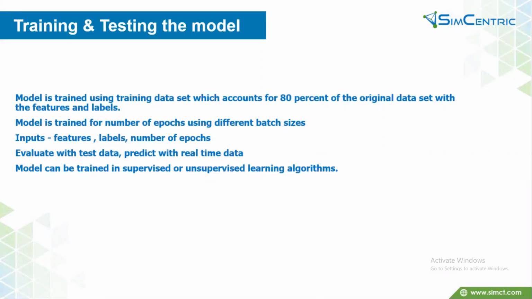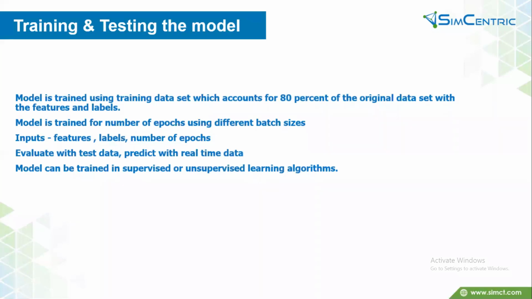For this evaluation purpose, when we are preparing the data set, as we said, we allocate 80% of the original data to the training data set. We allocate 20% of the original data for the testing data set, right? So we use that 20% of the data for the evaluation of the model, right?